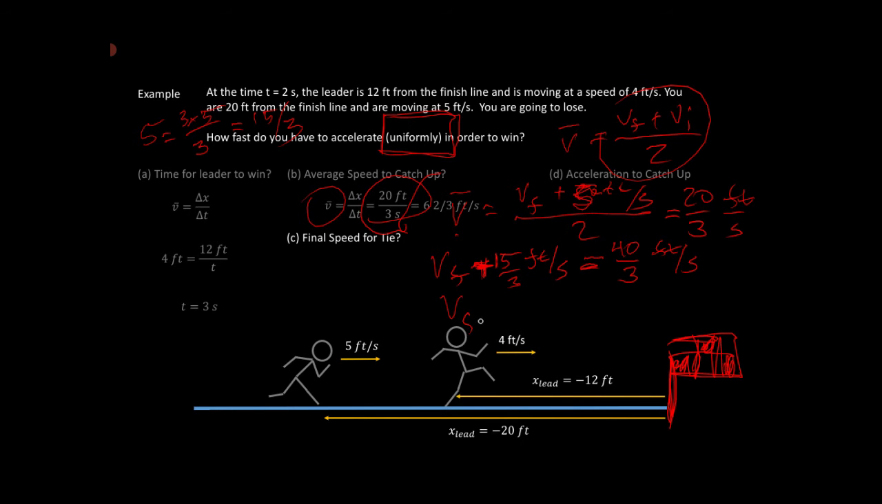So Vf is going to be equal to this 40 thirds feet per second minus, it's plus over here, it's minus over there, 15 thirds feet per second. And so that's 25 thirds feet per second, which is approximately 8 1/3 feet per second.